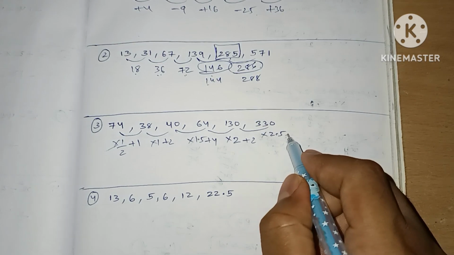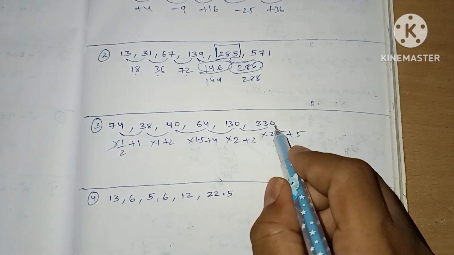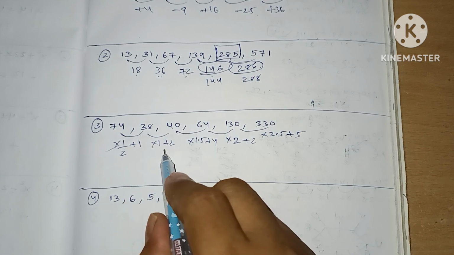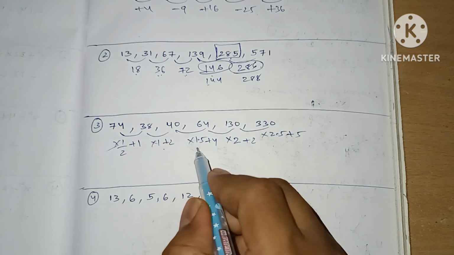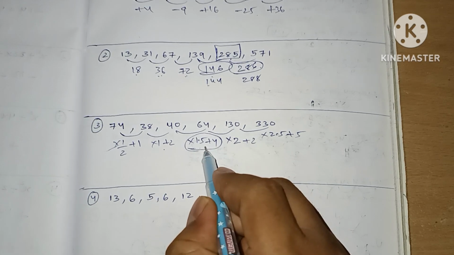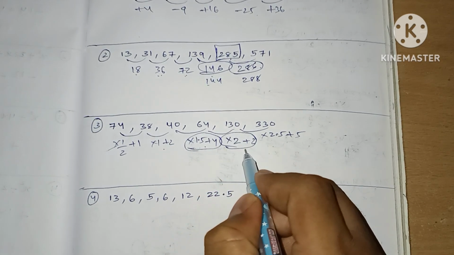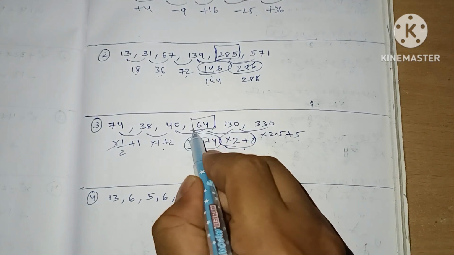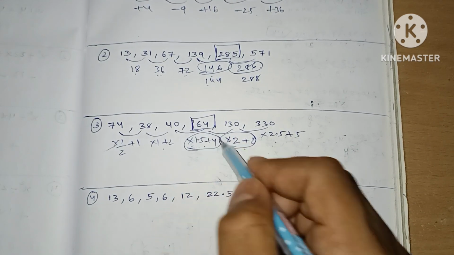325 plus 5 will be 330. So into half plus 1, into 1 plus 2, and it must be half. 1.5 plus 3, into 2 plus 4, into 0.5 plus 5. So the wrong number must be in between them, which is 64.